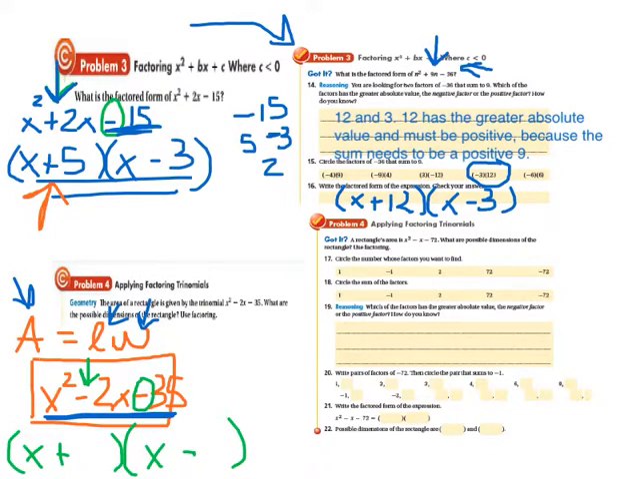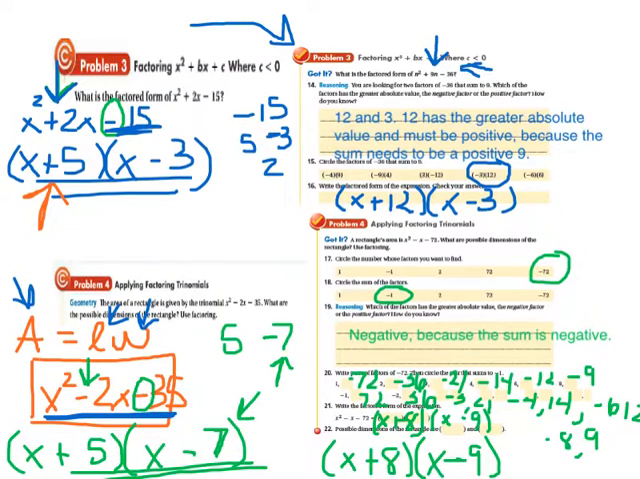So I think of the factors of 35. There's 1 and 35, there's 5 and 7. 5 and 7 happen to be 2 apart. So the larger absolute value is the 7, so it's going to go here. And the 5 goes here. And you'll notice negative 7 plus positive 5 equals the negative 2 we wanted. So here are the possible dimensions that we wanted for this rectangle. Go ahead and pause the video and do problem 4.